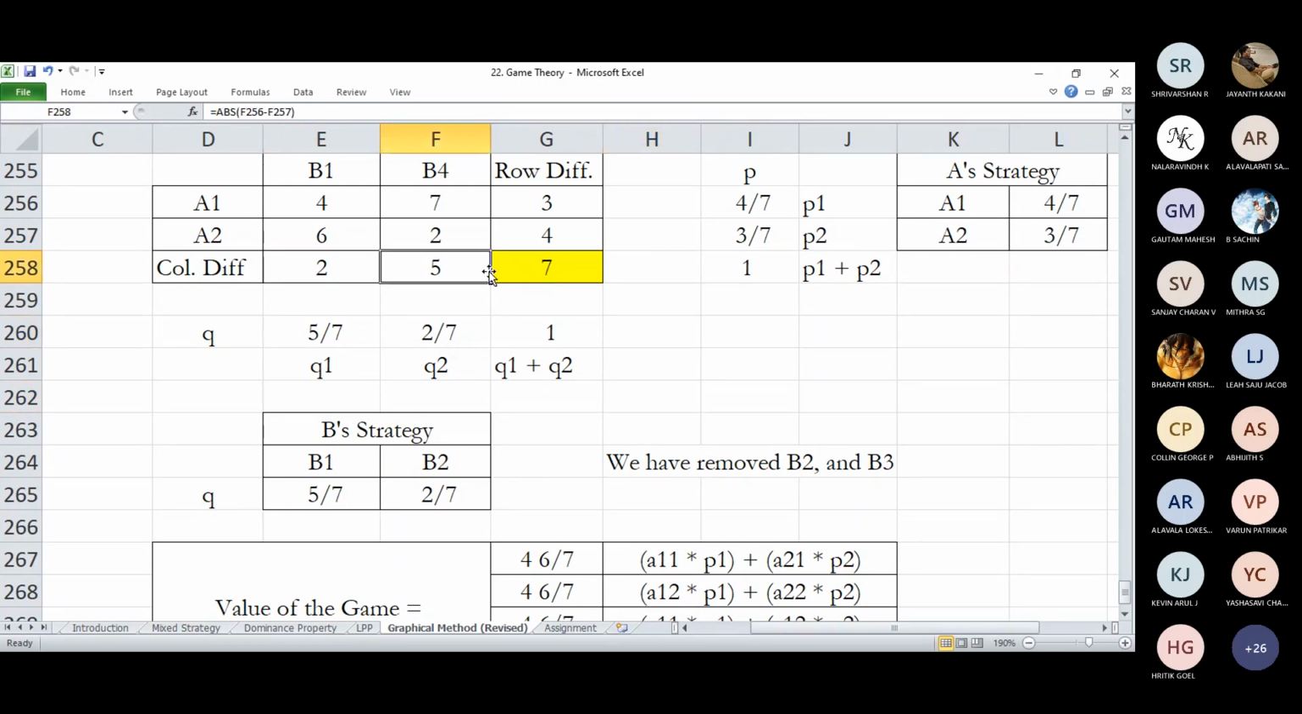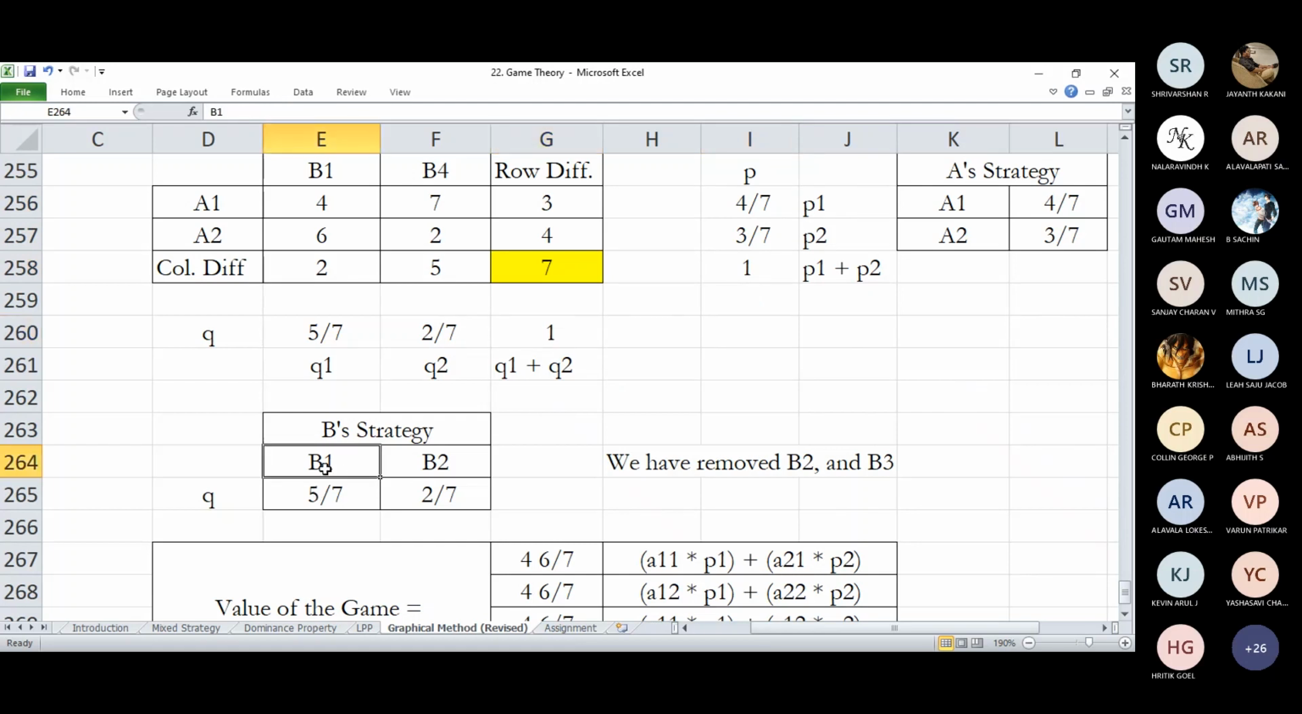So 2 plus 5 is 7. So to make this a fraction, we divide 5 by 7. So this is 5 by 7. And to make it a fraction, this is 2 by 7. So both add up to 1. So the sum of the probabilities always equals 1. So that's what basically the fractions and their interpretations are for.